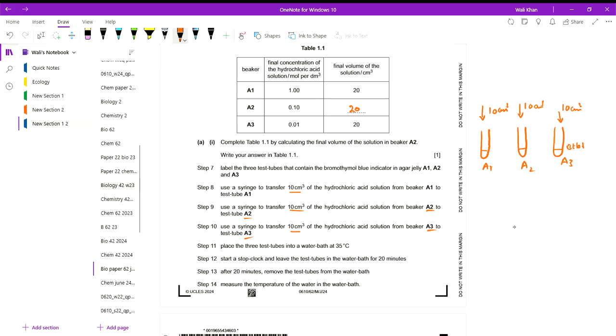Place the 3 test tubes in a water bath at 35 degrees centigrade. So you have to place all of them in a water bath, A1, A2, A3 with all the solution. Start a stop clock and leave the test tubes in the water bath for 20 minutes. After 20 minutes, remove the test tubes from the water bath. Measure the temperature of the water in the water bath.